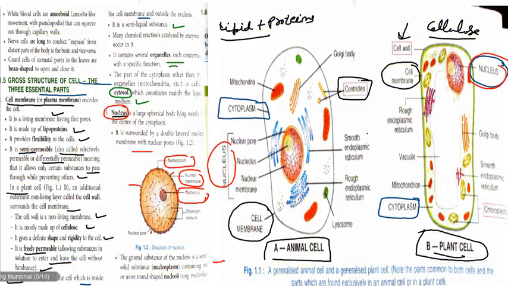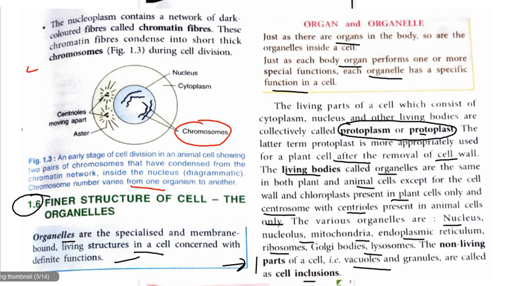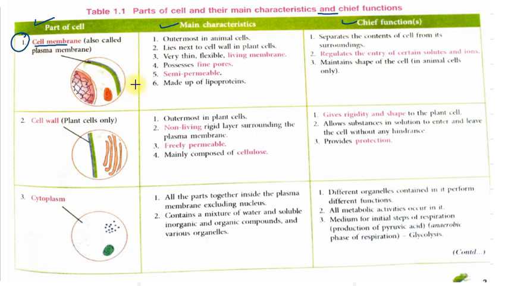So let me show you the structure where it is. This is the cell membrane in a plant cell, right? Now we will study its function. This is the fine structure of the cell membrane, like this. It is the outermost layer in animal cells and it lies next to the cell wall in plants.